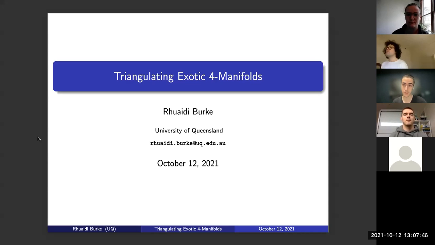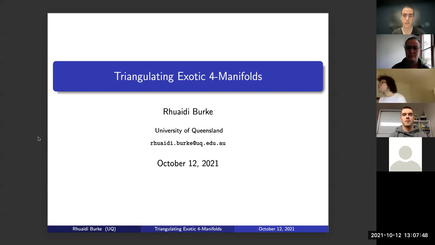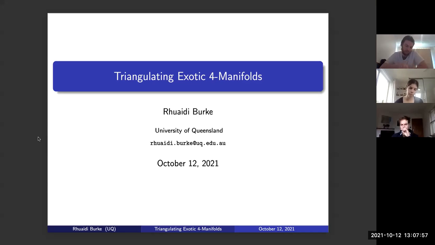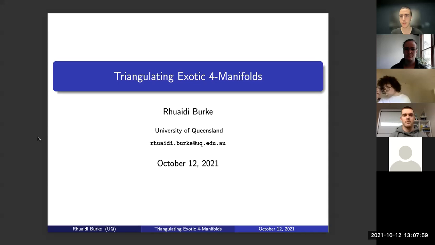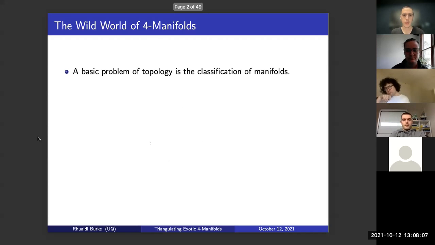As Emily said, I'll be talking about some work on triangulating exotic four manifolds. I'll give a brief overview of why four manifold topology is a wild place to work in, and then speak a little bit about what I've done and some current ongoing work.